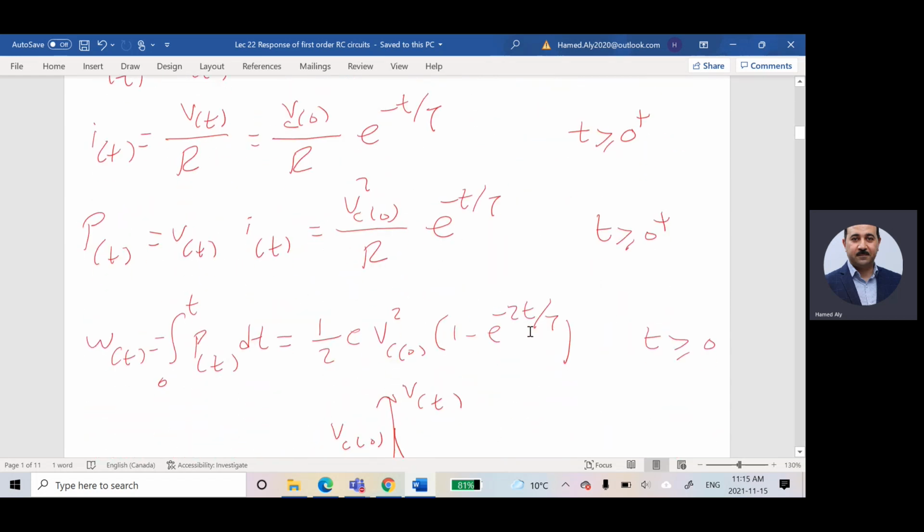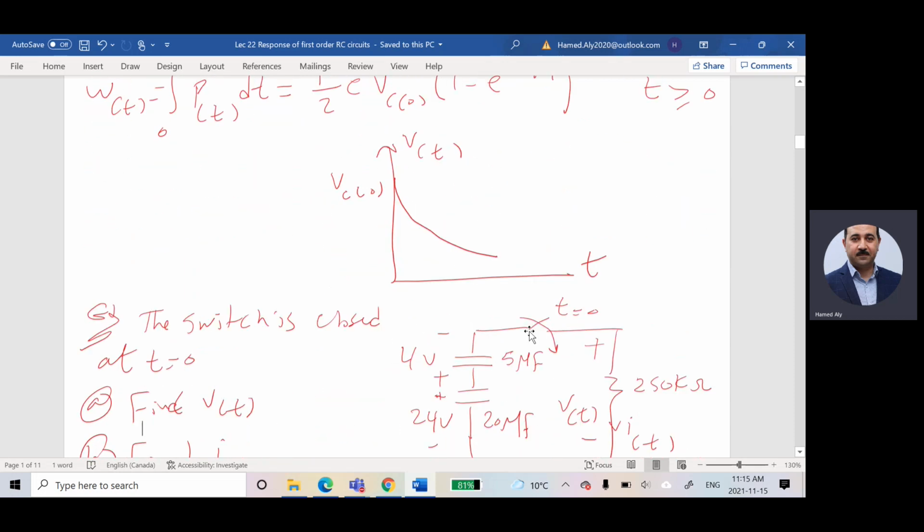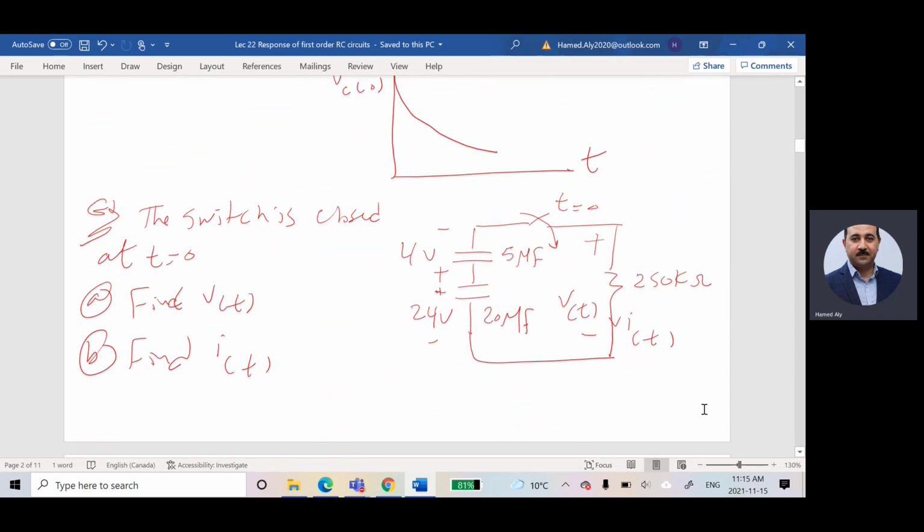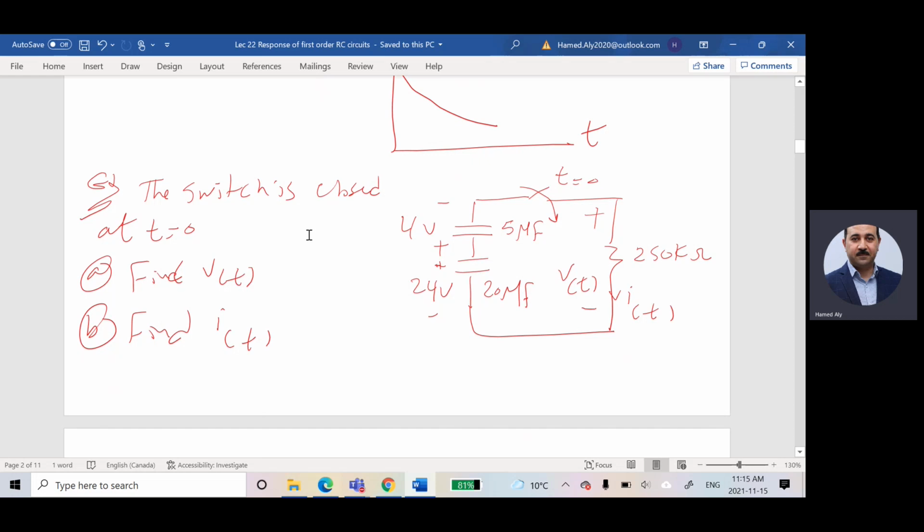But let us see right now an example which is talking about that story. Imagine I have this simple circuit. This simple circuit has 2 different capacitors, the first one, which is 5 microfarad, and the second one, which is 20 microfarad, and I have a resistor which is 250. And he is telling me that the switch is closed at t equal to 0. So he didn't give me the whole circuit before and after moving the switch. He gave me the part after moving the switch.